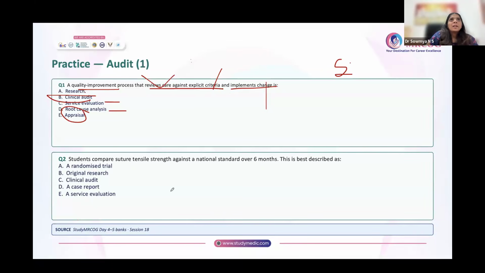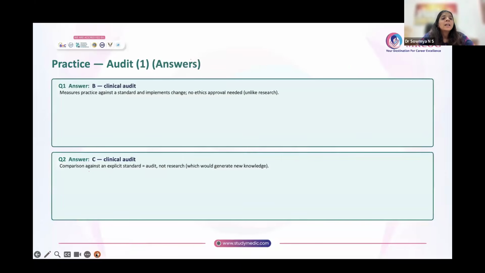Appraisal is probably how well the doctor is doing. The next one: students compare suture tensile strength against a national standard over 6 months. This is best described as randomized trial, original research, clinical audit, case report, or service evaluation. Again, the answer is quite clear for both. It is clinical audit.